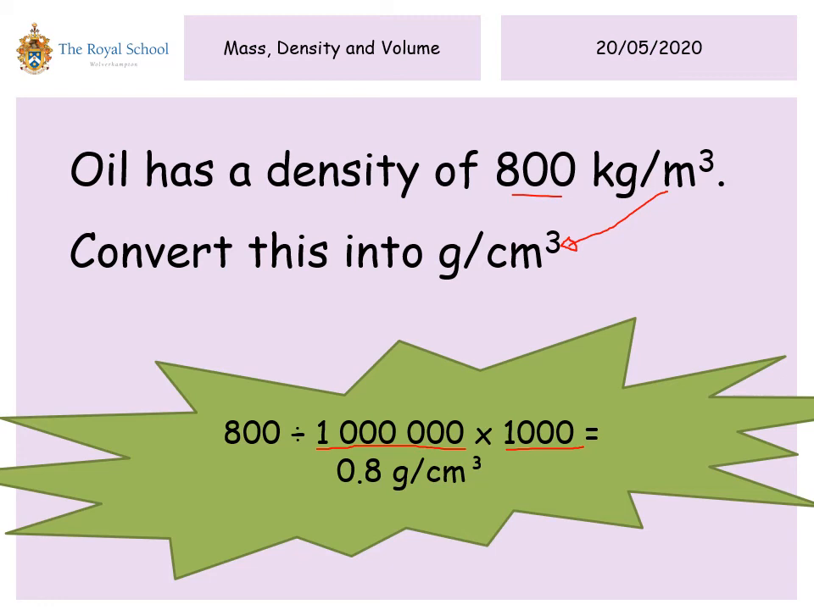So have a think, the original mass is going to be a much larger amount of grams, so we need to times, but then we're now scaling down what volume we're looking at, so we need to divide by that scale factor to turn our metres cubed into centimetres cubed, so quite a bit more difficult there.